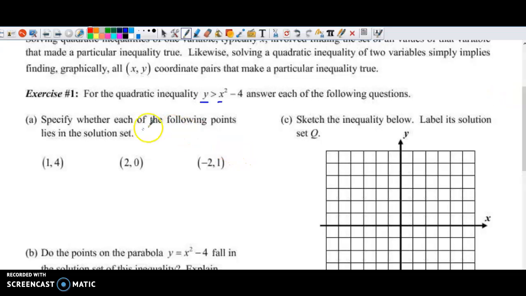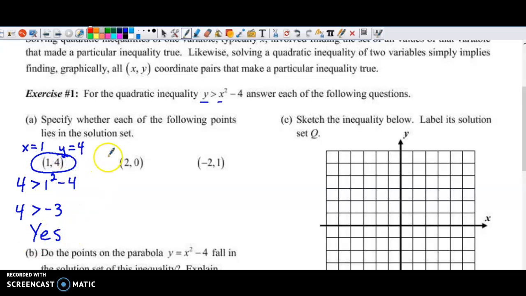So just like we did in the previous section, we're going to see which of the following points are in the solution set. And this time, instead of just substituting one variable, you have to substitute both variables. So where there's a y in that inequality, put a 4, and where there's an x, put the 1. And just evaluate, is it true that 4 is greater than 1 squared minus 4? Well, 1 minus 4 is negative 3. Yes. So I'm going to circle the solution ones.